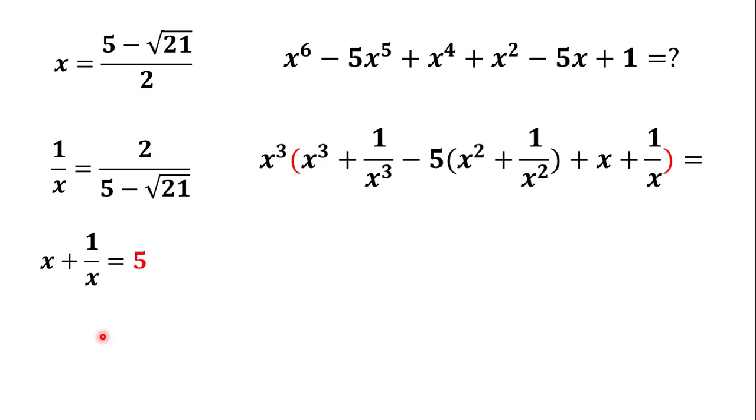Now by using the algebraic identity and perfect square formula, we can write x squared plus 1 over x squared equals (x plus 1 over x) to the power 2 minus 2 times x times 1 over x. Five to the power 2 becomes 25, and 25 minus 2 becomes 23.